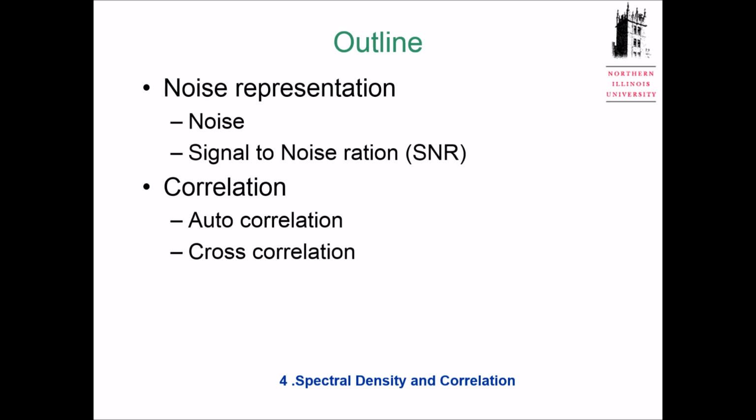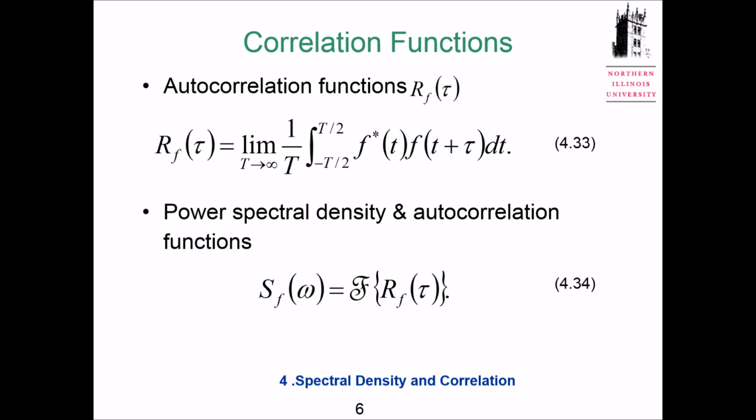Correlation is actually about the similarity of two signals, how close two signals are to each other. At first we give a definition for correlation. The correlation function is defined in this textbook as something similar to convolution. R_f(tau) is the correlation.